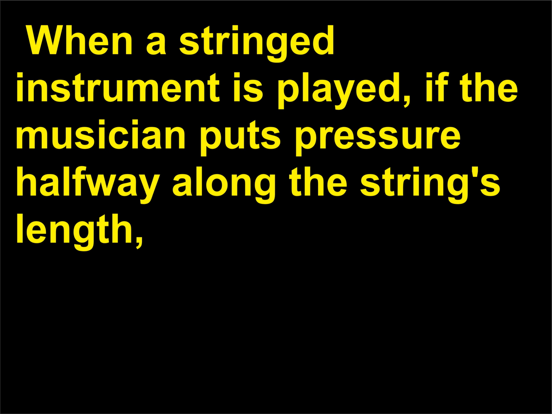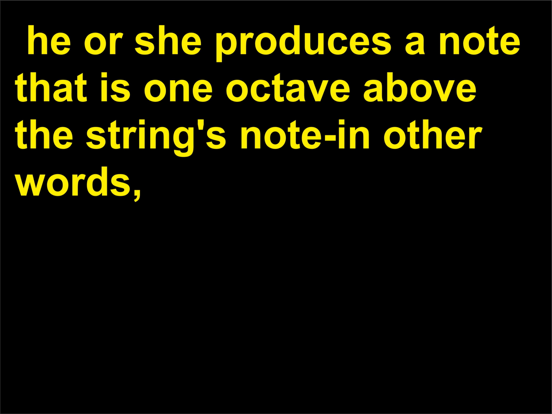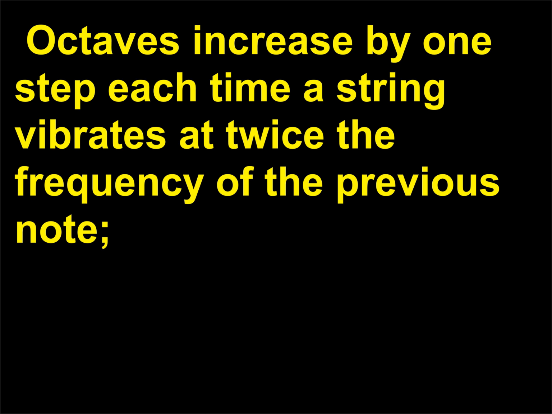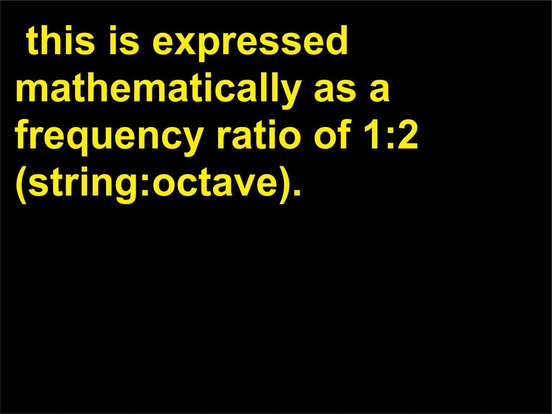When a stringed instrument is played, if the musician puts pressure halfway along the string's length, he or she produces a note that is 1 octave above the string's note. In other words, the same quality of sound but at a higher pitch. Octaves increase by 1 step each time a string vibrates at twice the frequency of the previous note. This is expressed mathematically as a frequency ratio of 1:2, string to octave.